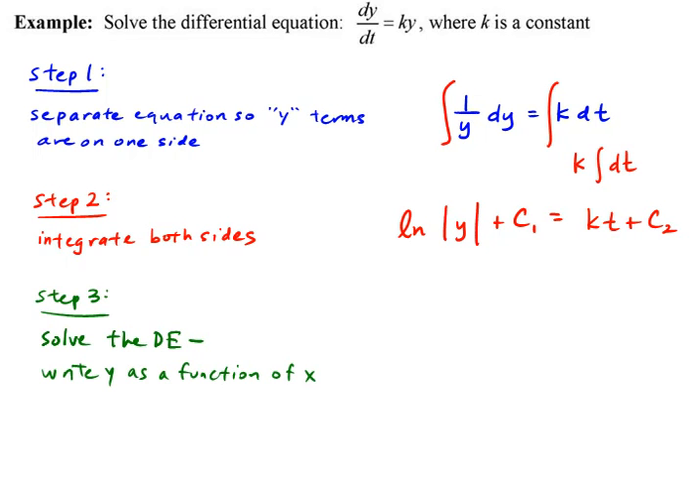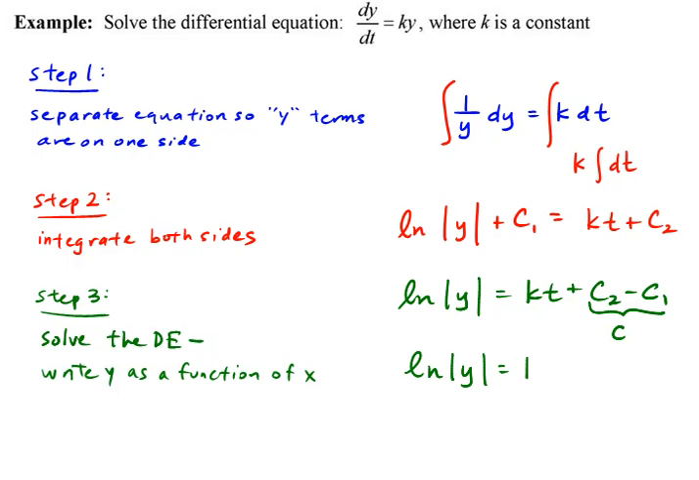Okay, the final step is to solve the differential equation, which means you need to write y as a function of t, so we're going to have to solve this for y. You can move the first constant over, and just to make things easier, since both of these constants are arbitrary, I'm going to rename c2 minus c1 as c, and write this as natural log of the absolute value of y equals kt plus c.